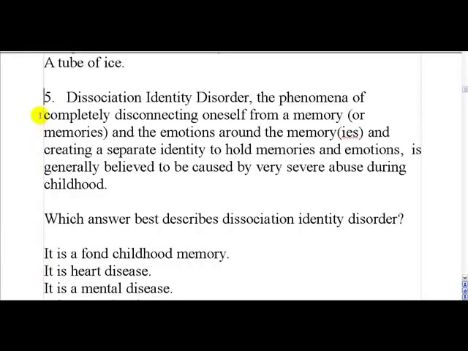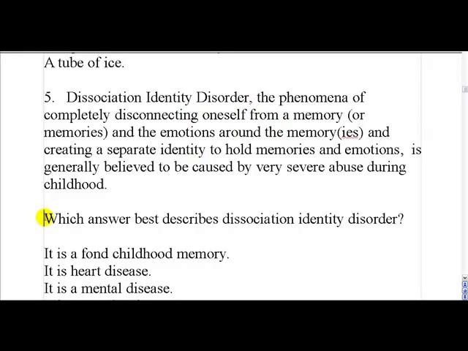Okay, here we go. 5. Dissociative identity disorder. The phenomena of completely disconnecting oneself from a memory or memories and the emotions around the memories and creating a separate identity to hold memories and emotions is generally believed to be caused by very severe abuse during childhood. Now your question is, which answer best describes dissociative identity disorder? Now do you see where it says here? And then you have the comma again. That's a signal that you're going to get a definition of this, the phenomena of completely disconnecting oneself from a memory and the emotions around the memory.